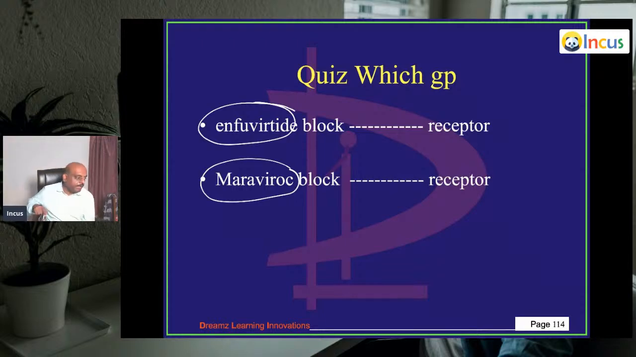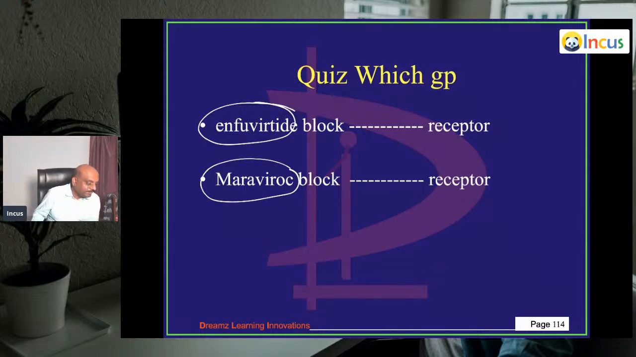Yes. Enfuvirtide and Maraviroc. Rifa, Riaz, Maunika, Asadul, and many more. Let's make it a bit interactive, doctor. Yes. Enfuvirtide blocks which receptor? Yes. Punch your answer, doctor. I'm waiting for your answers. Which receptor is blocked? Maunika says GP41. Beautiful. Maraviroc. Come on. Maraviroc blocks which receptor? Who is going to give me the answer? Maraviroc blocks which receptor? Come on, come on.